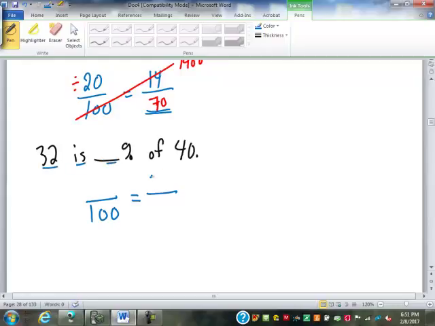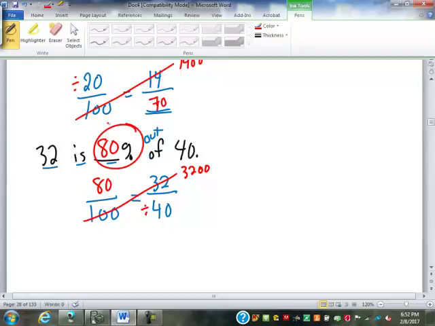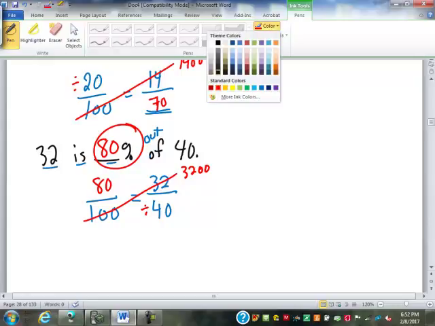Now the 32 is blank percent, implies the 32 matches up with that missing percent. Of 40, out of 40, is on bottom. Now again, you'll see the numbers are in different positions, but the process is still the same. We're going to cross multiply. 100 times 32 is 3200. Divided by 40 is 80. 80 out of 100 is 80%. 32 is 80% of 40.